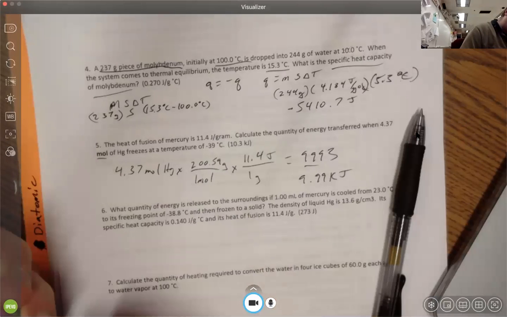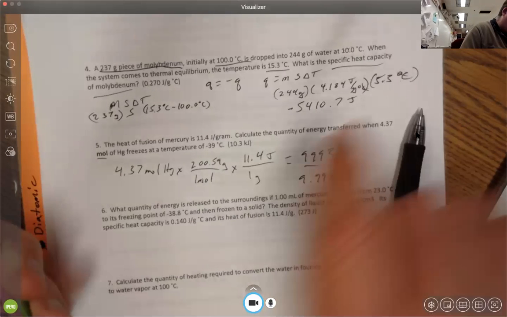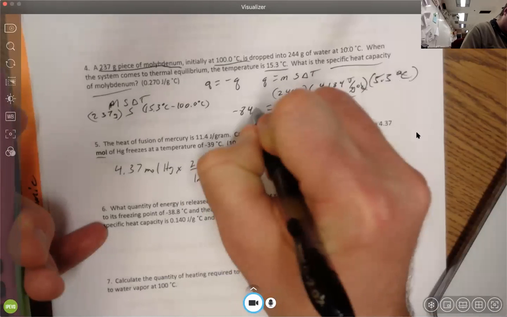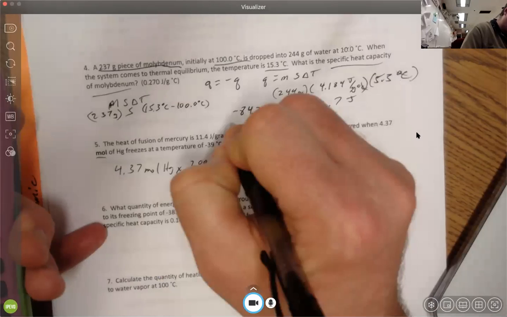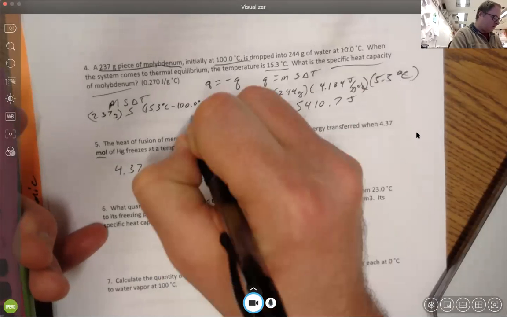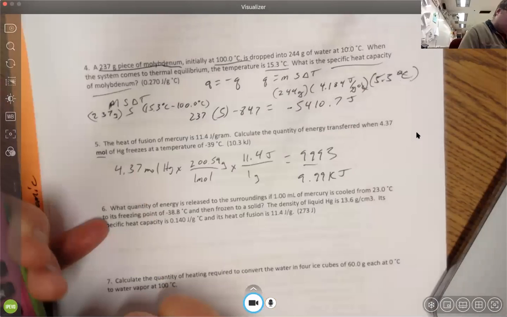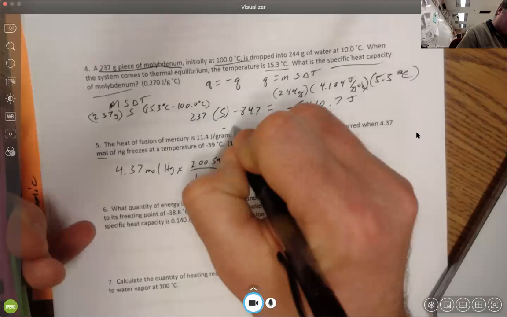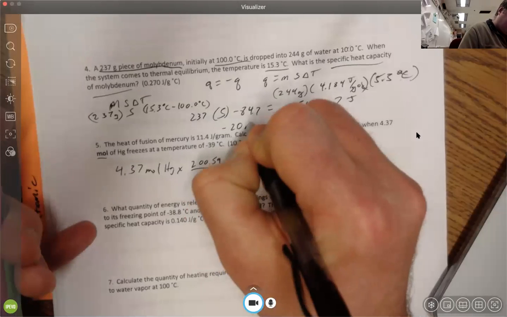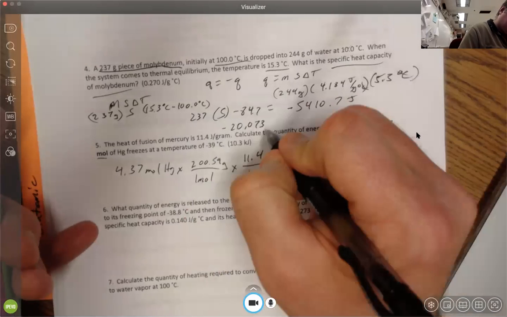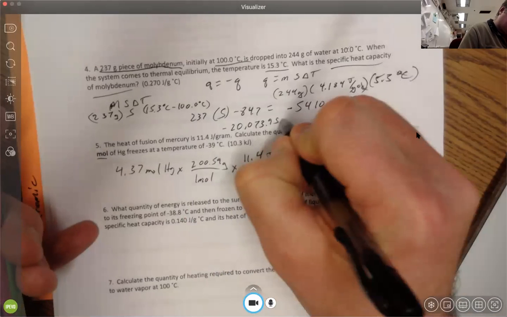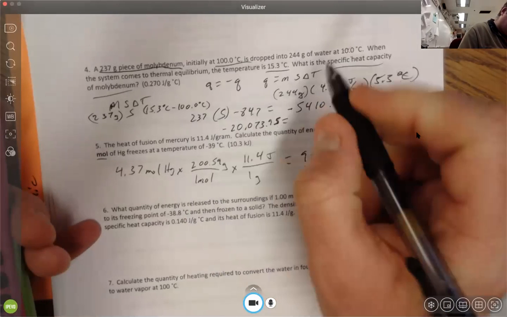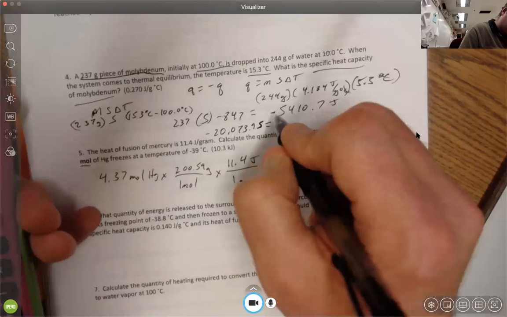I get negative 84.7 times S times 237. Let's go ahead and multiply that by 237. We get negative 20,073.9 S equals negative 5410.7 joules. Maybe this is why they use C a lot, because my S's look like 5s, unfortunately.